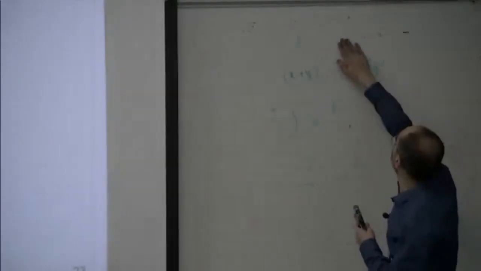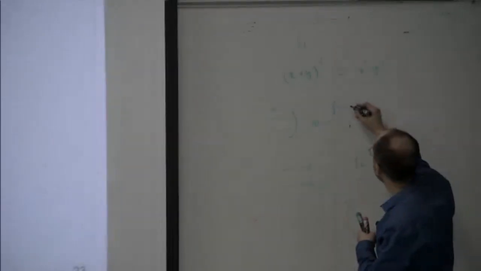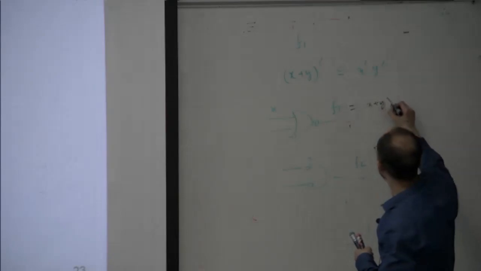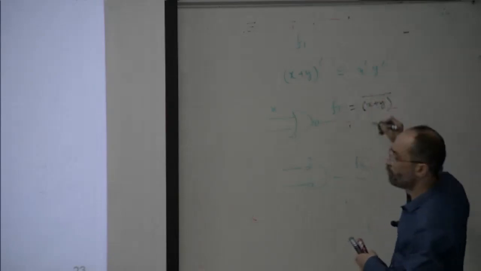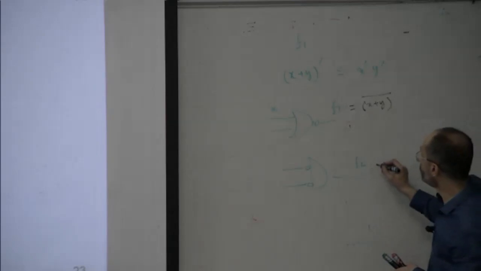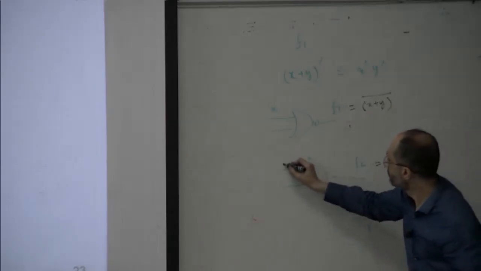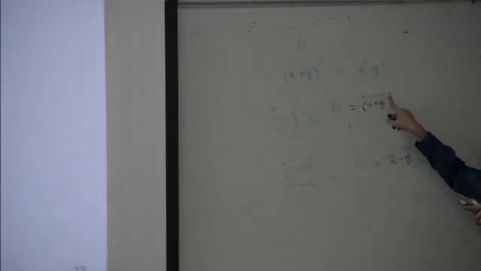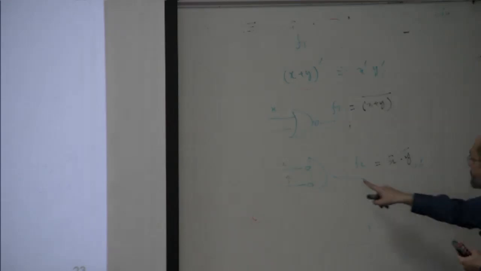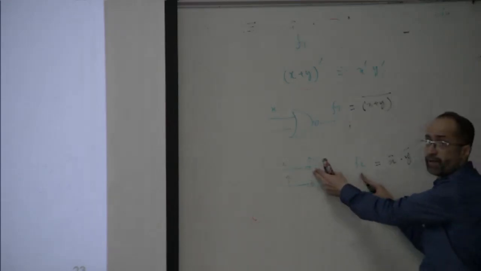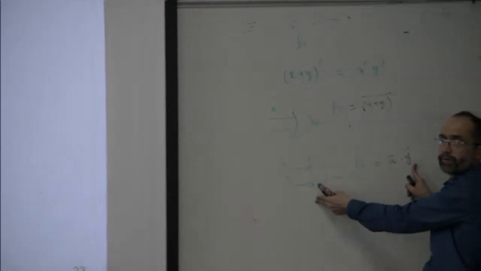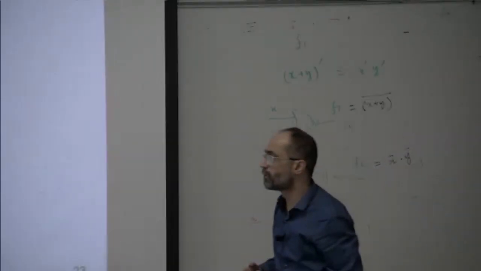So this F1 is what? X plus y whole bar. And what about F2? X bar dot y bar. So when we have a bar on the whole, the bubble is an inverter. So F2 is equal to x bar dot y bar, and we explained. So this is called De Morgan's theorem.